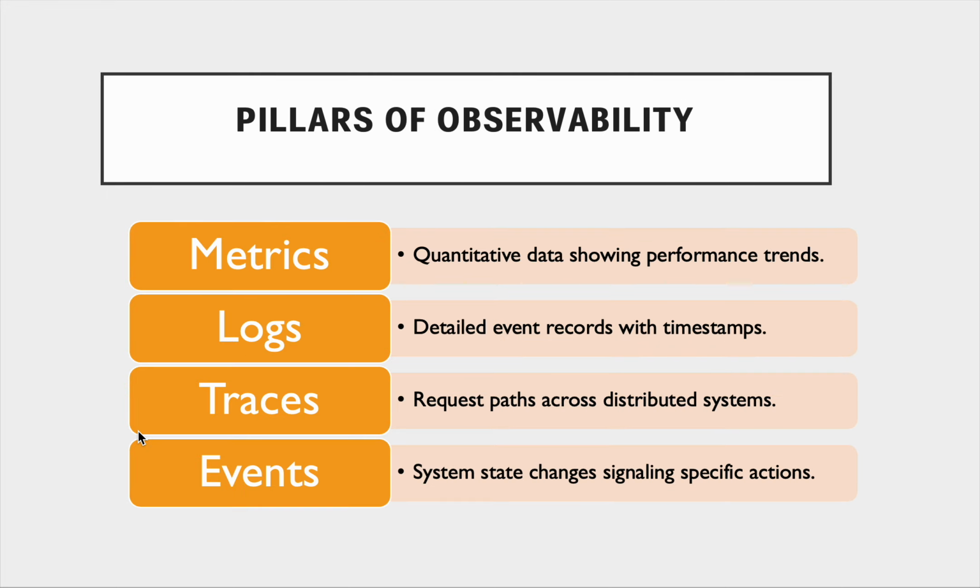Pillars of observability. Observability relies on what we call three pillars. First, metrics, which provide quantitative performance data. Second, logs, which capture event details and errors. Third, traces, which show the path of a request across distributed systems. There is also a fourth category: events, which represent significant changes in state. A strong observability strategy collects and correlates all these to give a full picture of a system.